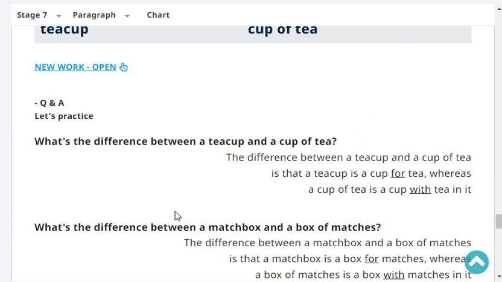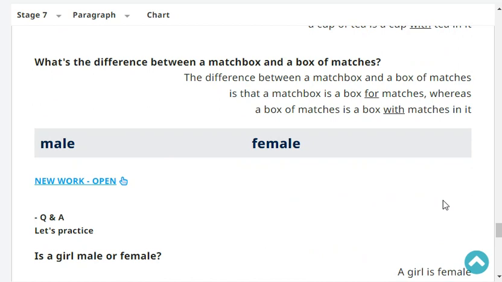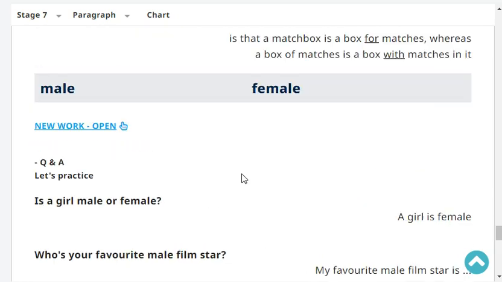Male, female. A girl is female. Who's your favorite male film star? My favorite male film star is Tom Cruise. Who's your favorite female film star? My favorite female film star is Audrey Hepburn.